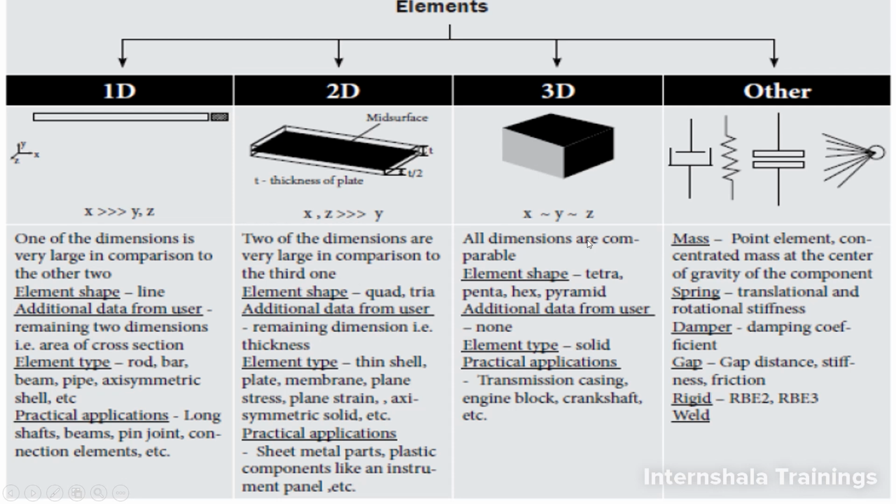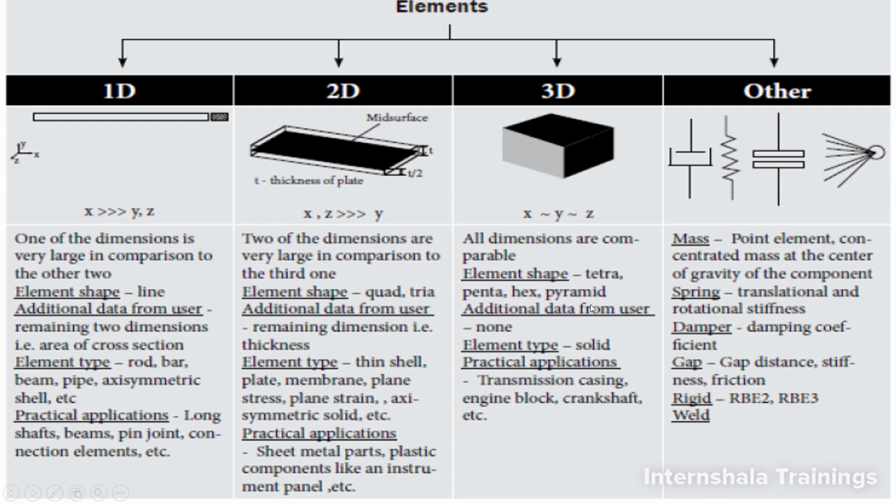Then coming to the 3D, if you have all dimensions with comparable values, then you can say it is a 3D object, and if it is possible, you can idealize this 3D as 2D, or otherwise you can also idealize this 3D as 1D. For example, let us take the shaft. It may be a 3D, but you can simplify that particular shaft geometry into 1D to decrease the analysis time and analysis resource requirements. The element shapes available for 3D are tetrahedral, hexahedral, pyramid, and other sorts of elements.